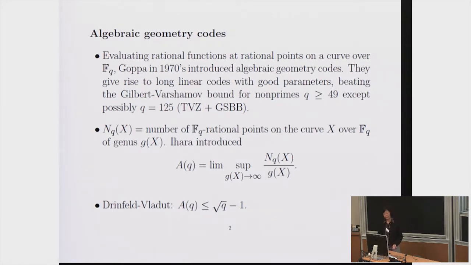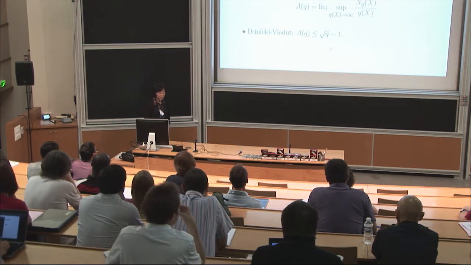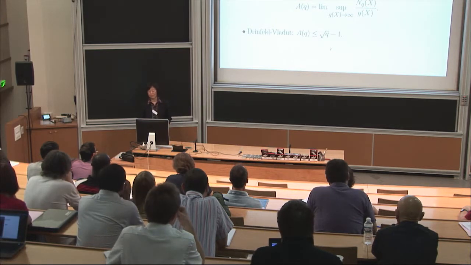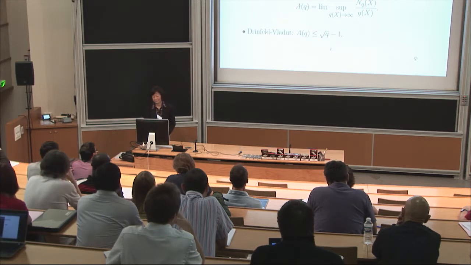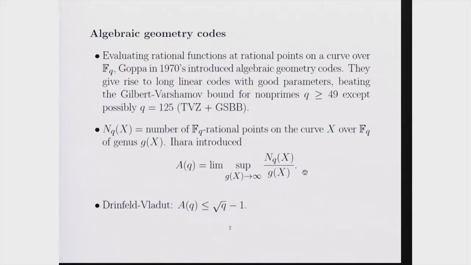So in order to get good algebraic geometry codes, one needs curves with many rational points. But the number of rational points grows when the genus grows, so it's better to compare the ratio. For a given curve X, we fix the finite field of q elements, and we use N_q(X) to denote the number of rational points on the curve. We divide by the genus, and we let the genus go to infinity. So Ihara introduced this quantity called A(q) by taking the lim sup of this ratio.